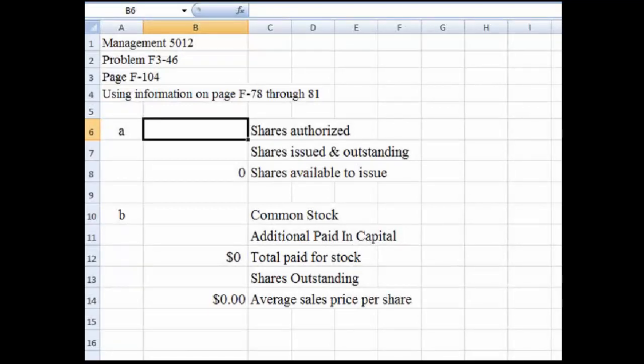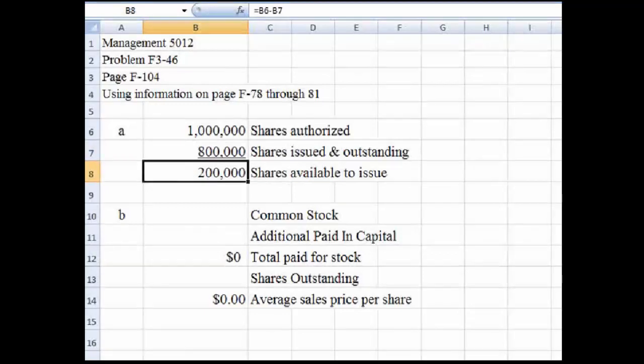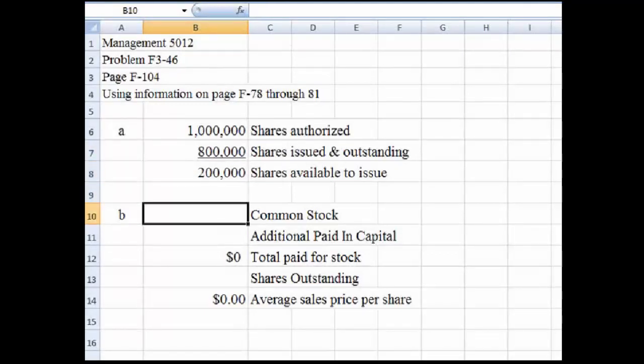So the first question, A, says, what is the maximum number of shares of stock that Rahil could issue if the board of directors desired to do so? Now that's fairly simple because they authorized 1 million shares and they've already sold and have still outstanding 800,000 shares, which means that if they wanted to sell more stock, they only have 200,000 shares available to issue.